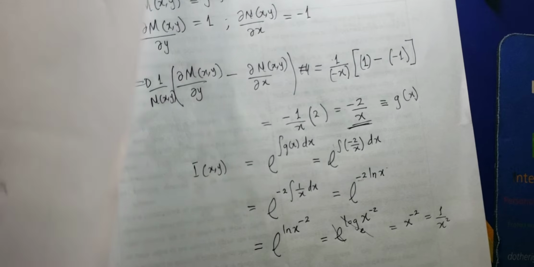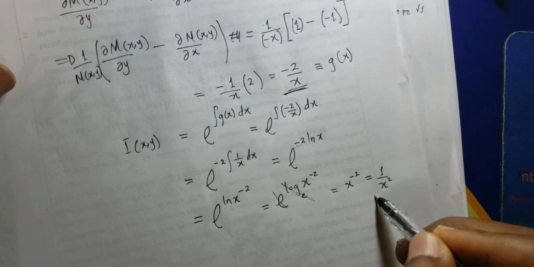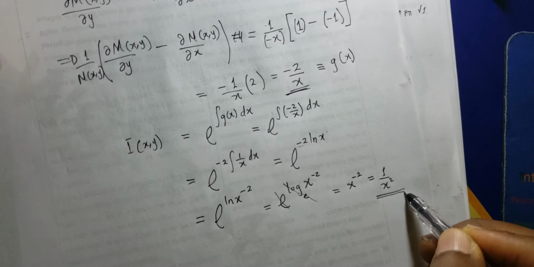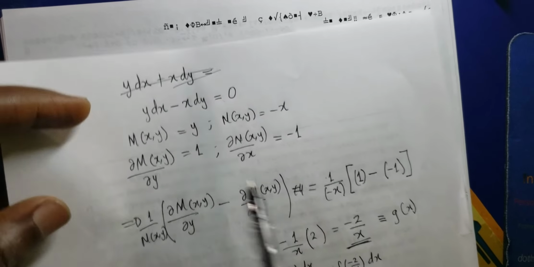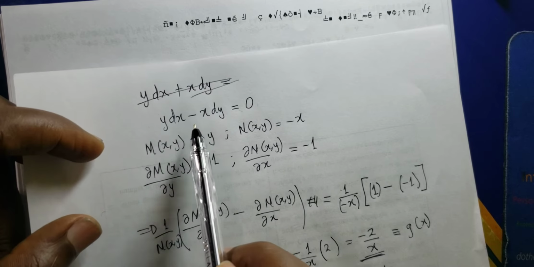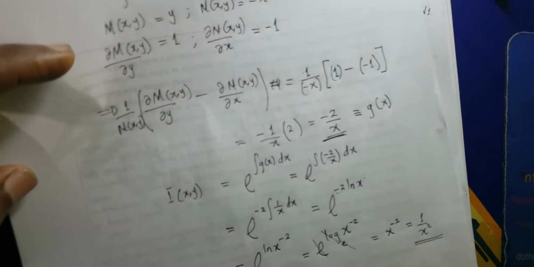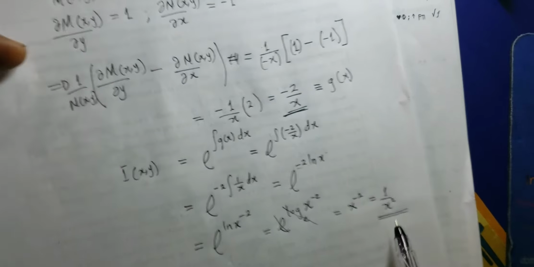So what is the use of the integrating factor again? I said that this means that we can multiply the original equation by this, and the original equation will now become exact. So let's see. Is that true? Let's multiply this equation all through by 1 over x squared.